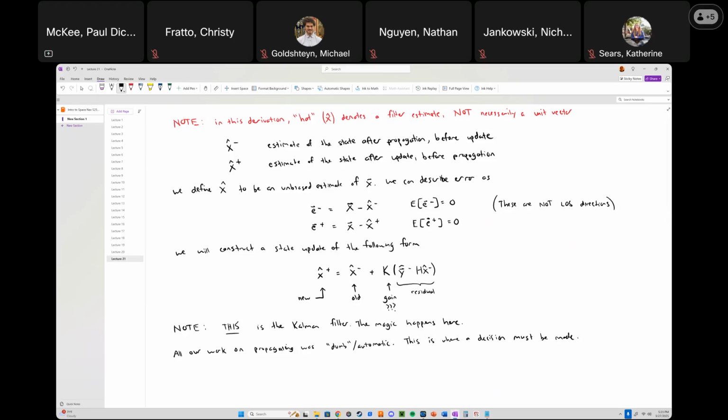Okay, so how much should we trust X? How much weight do we give to perceived error? And so I'll say K is the Kalman gain. And if you just look at the equation, it has to be a matrix. It's not a scalar. It is not simple. And it does the heavy lifting.